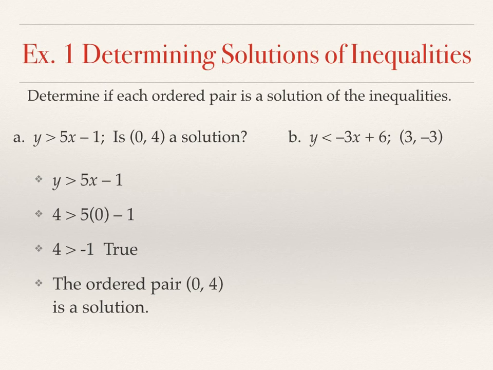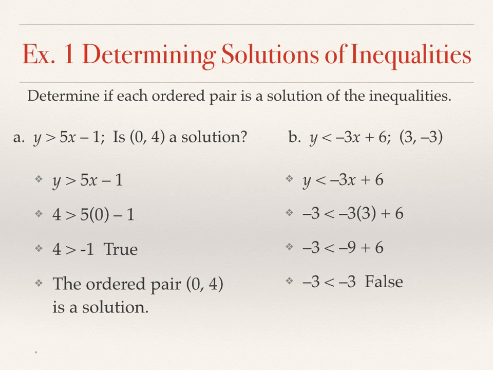Okay, let's substitute in the second example 3 in place of x and -3 in place of y. And we'll simplify. And we get -3 is less than -3. That is false. Therefore, the ordered pair (3, -3) is not a solution.